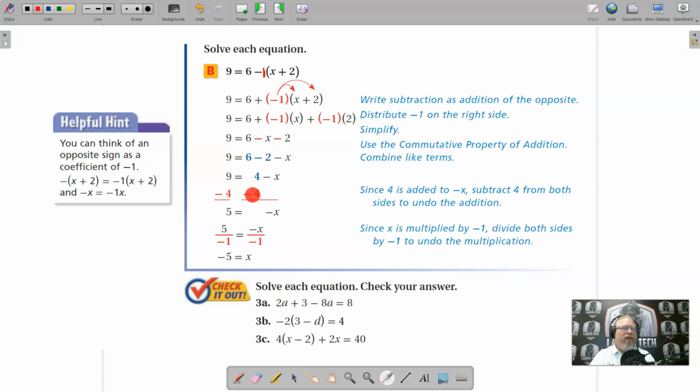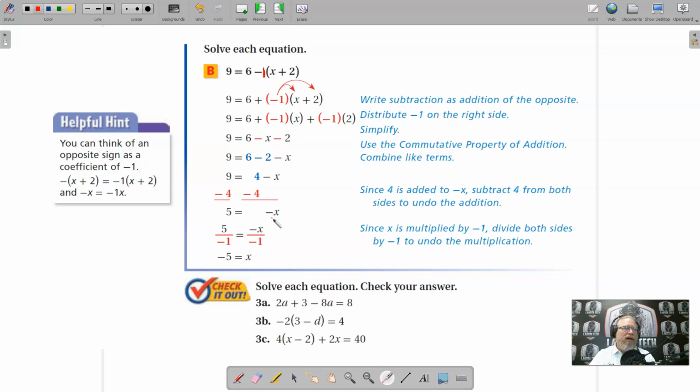Let's get rid of it with the negative 4. What we do to one side, we do to the other. The 4's cancel each other, leaving it with negative x. And 9 minus 4 is 5. So we have 5 equals negative x, but we can't have a negative as our solution. We need this to be a positive x.